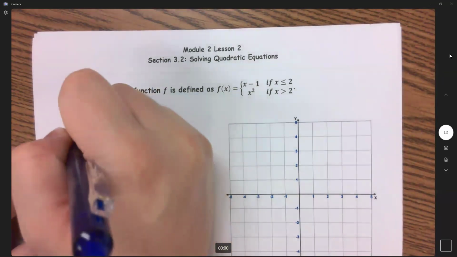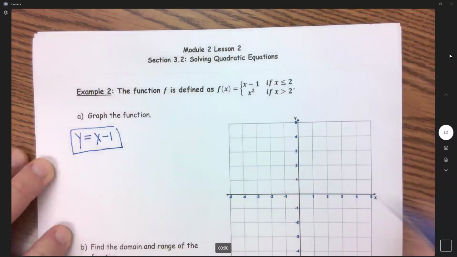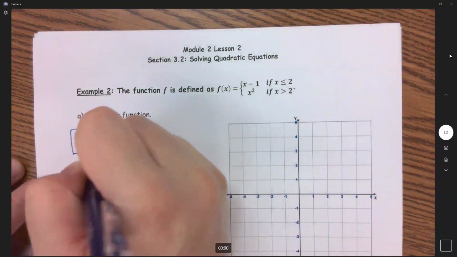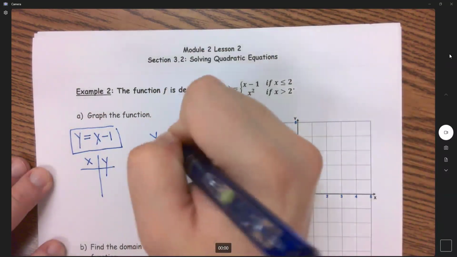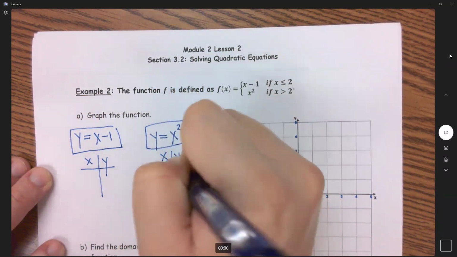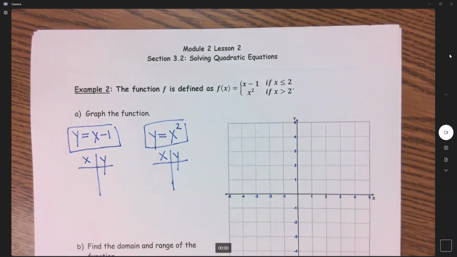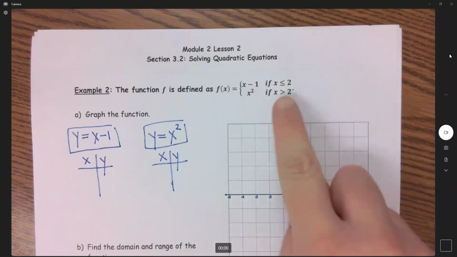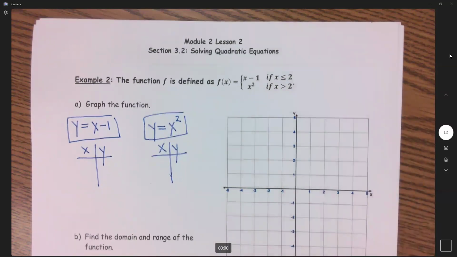So we need to make a table of values for both of these functions. So we have f of x, or y, equals x minus 1, and we'll make a table. And then I'm going to make a table for y equals x squared as well. Now, there is a really big number here that we need to make sure is in both of our tables. As you can see, we have a graph when x is less than 2 and a graph when x is greater than 2.